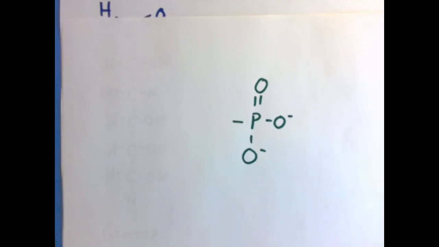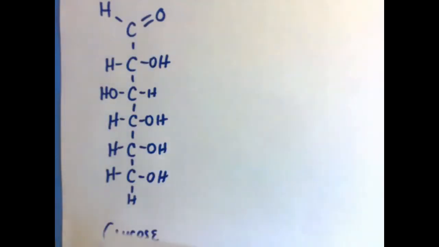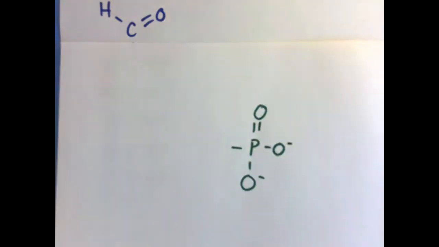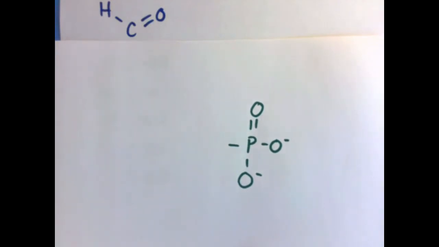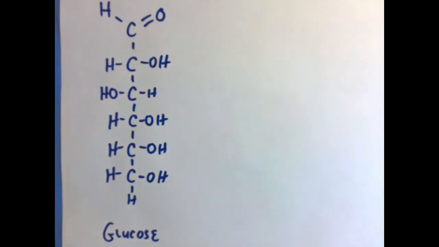So the first step of glycolysis is going to be sort of a setup to do future steps. You're going to kind of wake up the glucose molecule so that it wants to participate in chemistry. Specifically, you're going to add a phosphate group to a glucose molecule. So let's see how that looks.